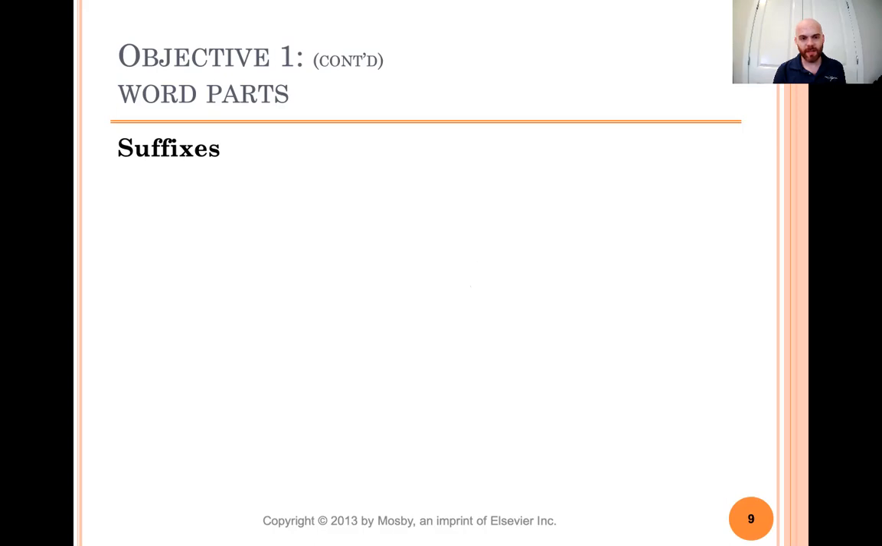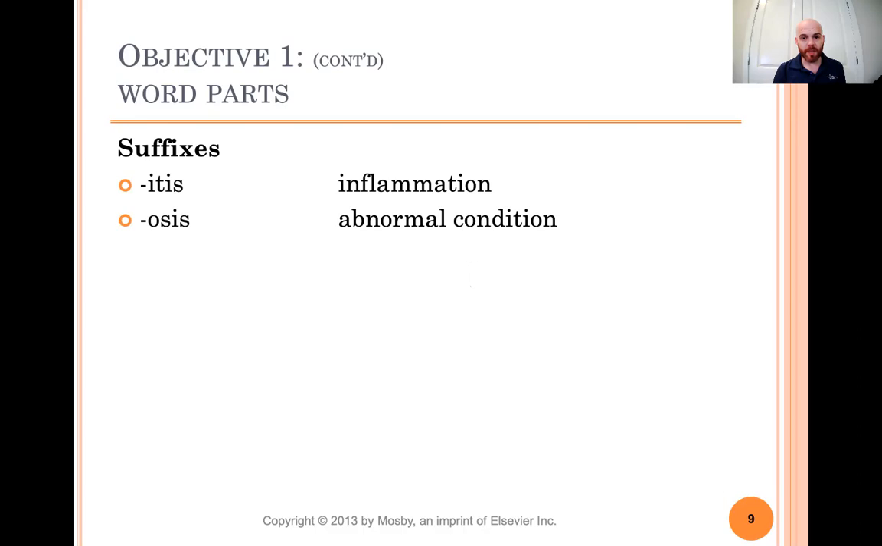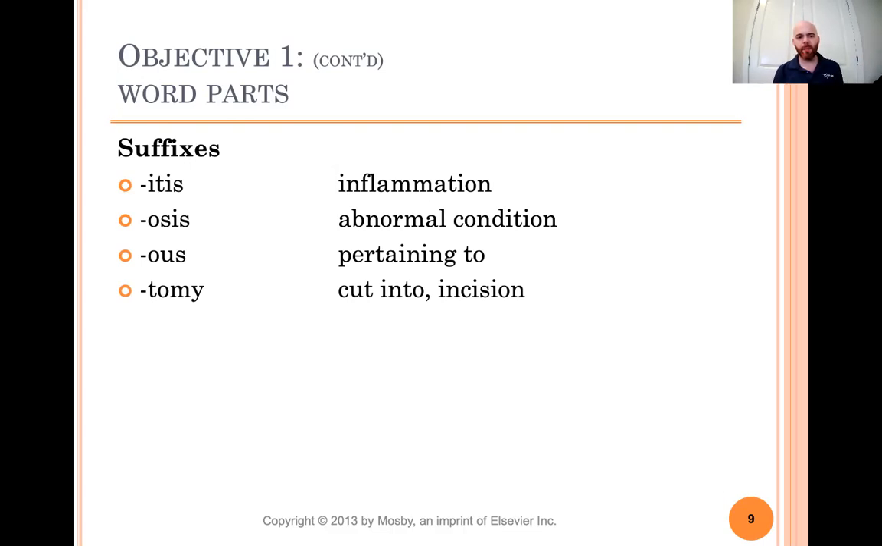Okay, now we'll go over some suffixes, and then we'll start making some words. We've had this before. Itis means inflammation. Osis means abnormal condition. That'll come back to us in a minute. OUS is pronounced us, means pertaining to, and can go at the end of a lot of words. It doesn't really change the meaning, it just means pertaining to that particular word root. Otomy means a cut into or an incision into.